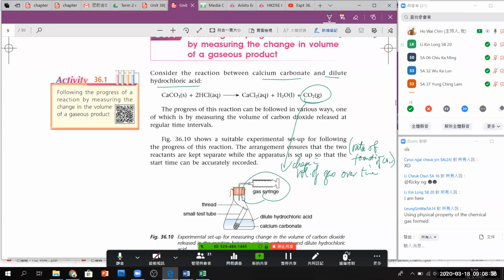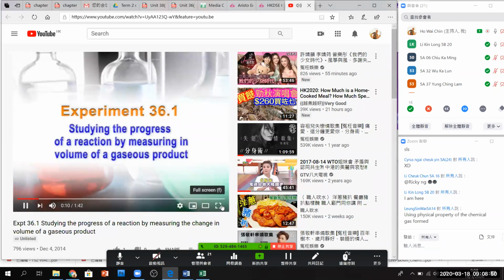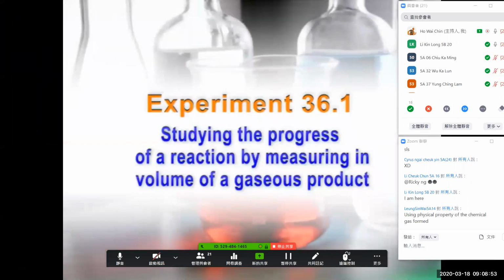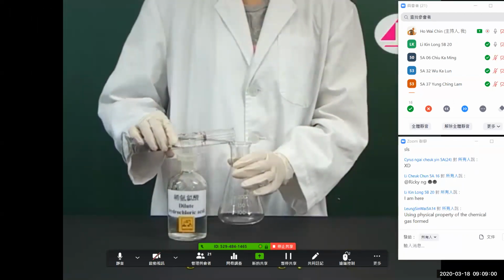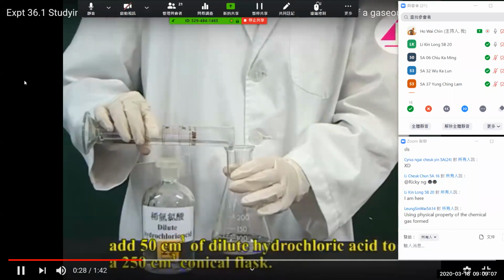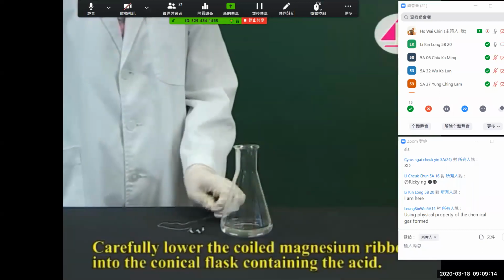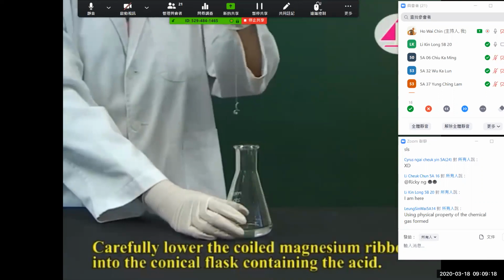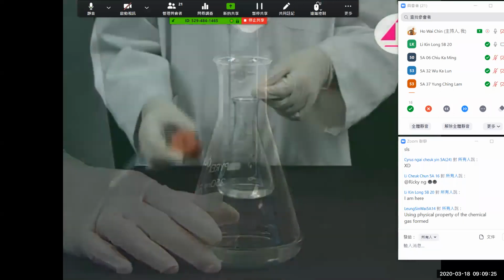As for the way to do the experiments, it is rather difficult. You may see we've got a thread with a small tube. Why is it like that? I will show you the video shortly. Now take a look.